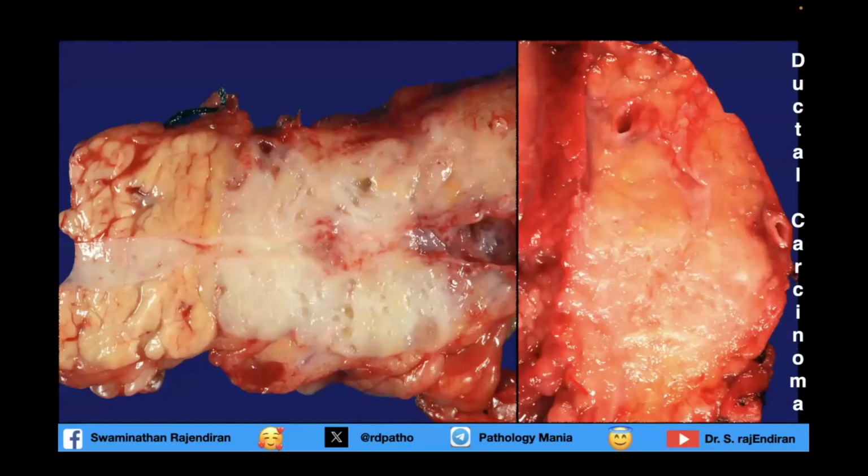Now we are entering into the ductal carcinoma. Grossly, it is like a serous carcinoma of the breast. Okay, very fibrotic, and microscopically you can see a lot of sclerosis and see the main duct. It is connected with the ductal system.